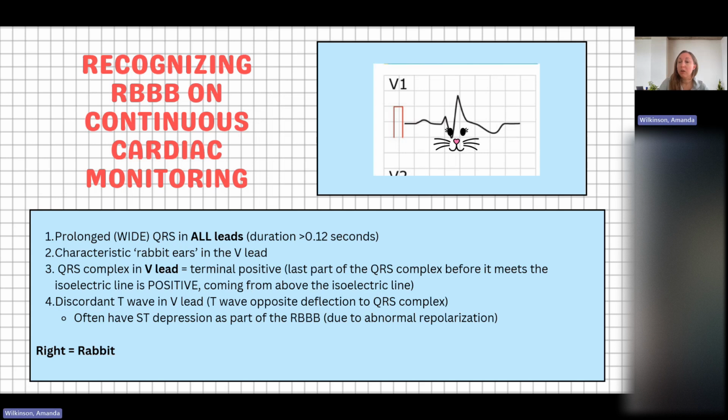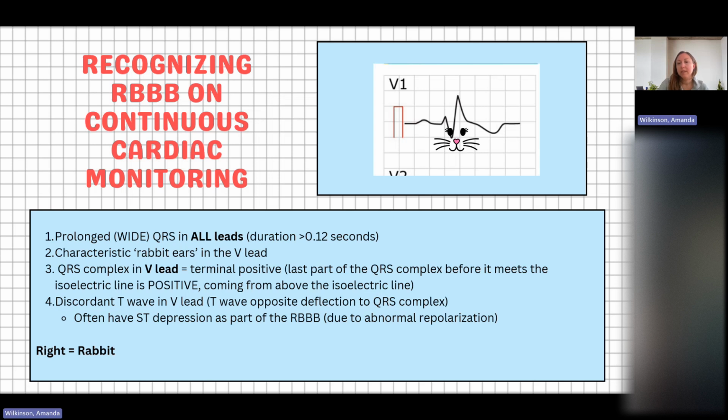So here's how to spot a right bundle branch block on a bedside monitor, especially in the V lead, which again corresponds to V1 on a 12-lead. The first clue, just like left bundle branch block, is a prolonged QRS in all leads, usually greater than 0.12 seconds. But here's what is classic in a right bundle branch block: the QRS in the V lead ends with a terminal positive deflection, so it finishes above the isoelectric line. This gives it a distinct rabbit ears appearance, which is the RSR I was referring to, and that's what you're seeing here. A good memory tip is right equals rabbit. Those bunny ears in V1, that is your right bundle branch block.